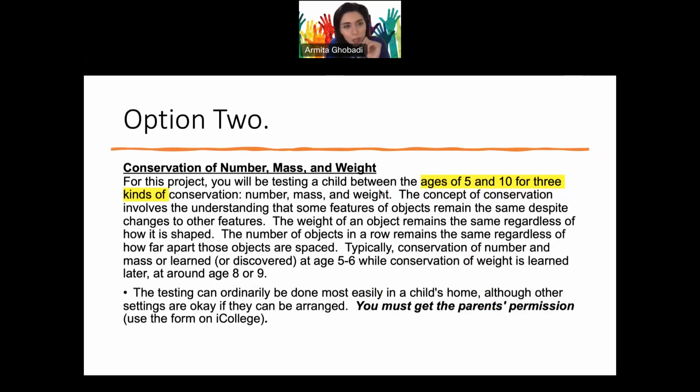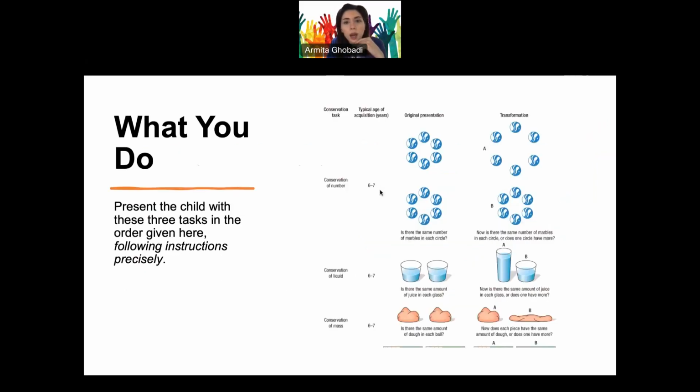So let's talk about object number 2. Object number 2 is kind of similar. It is again about the Piaget conservation task, but this time we need a child around age 5 to age 10. We're going to test them for 3 types of conservation: number, mass, and weight. Again, for these children, who are older, you also need permission from parents, because without permission, I wouldn't check your work at all. It's going to be a 0 because it's not ethical. We want to be ethical, right? So it's so important.